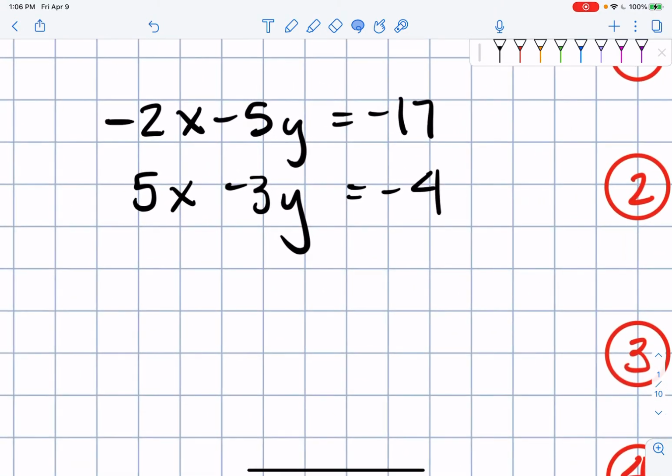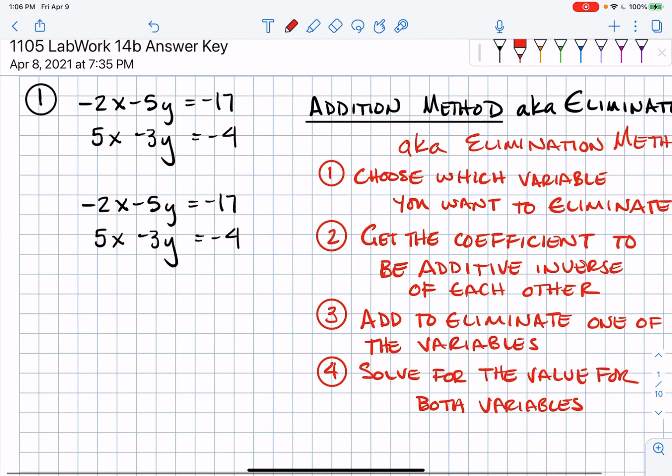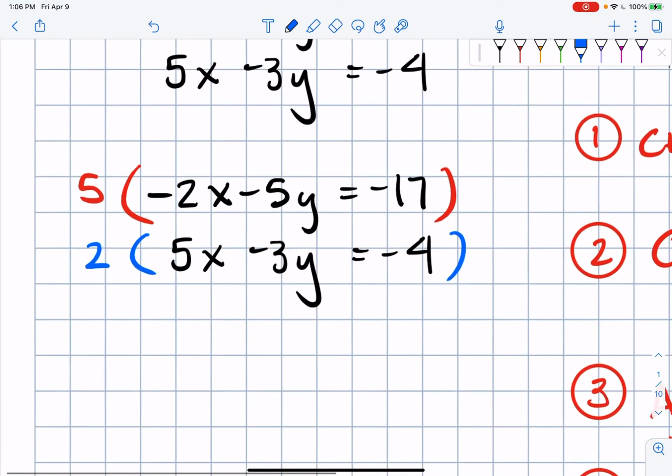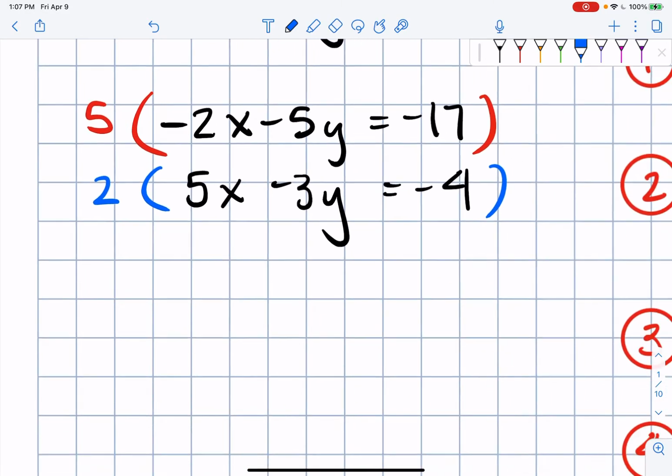So I got to make the negative 2 and the 5 to be the same number, but one's positive, one's negative. So if that's the case, then what I want to do here is that I'm going to multiply the top by 5 and the bottom by a 2. And you're like, why those numbers? And the reason is because if you look right here, 5 times negative 2 is going to give me a negative 10, and 2 times 5 is going to give me a positive 10. And that will kind of eliminate the x value, okay?